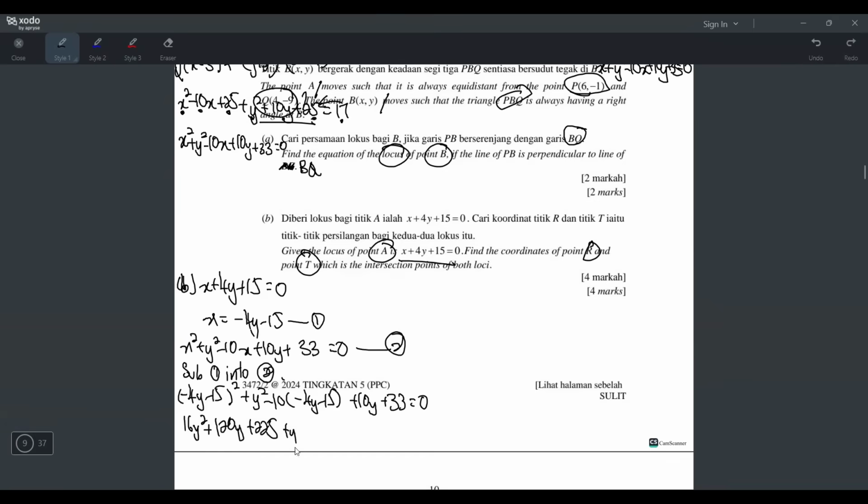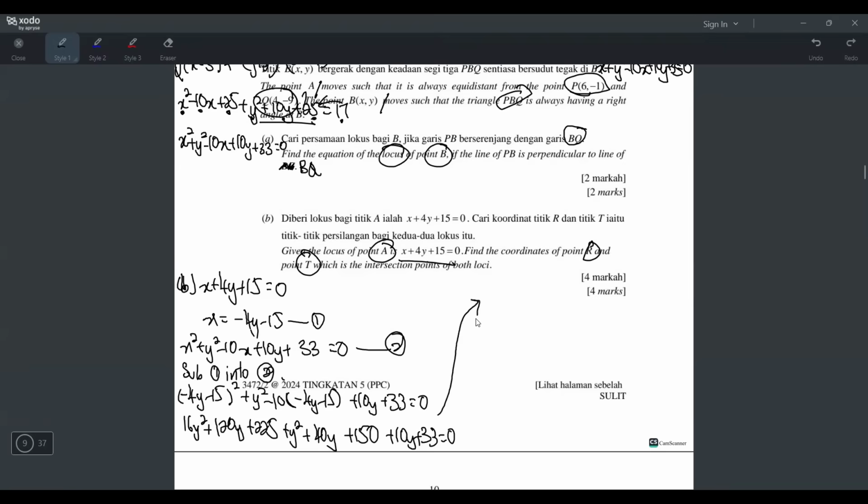And then plus y squared, just write it. This one in the bracket has no power, so if there is no power, you can expand directly. -10 times -4, positive 40y. -10 times -15, positive 150. And then plus 10y plus 33 equals 0. Now I will continue here.